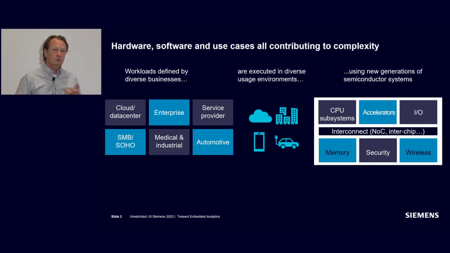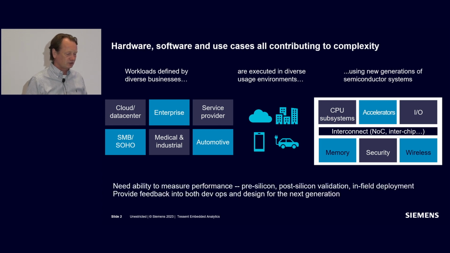So to be able to address this, what we need is the ability to monitor, measure performance, and get visibility of what's happening inside the design. And we need this to help us both in the early debug phases as well as through deployment and use of the design. And we need this visibility to be able to provide feedback both to software developers and also to impact the next generation of the design itself.